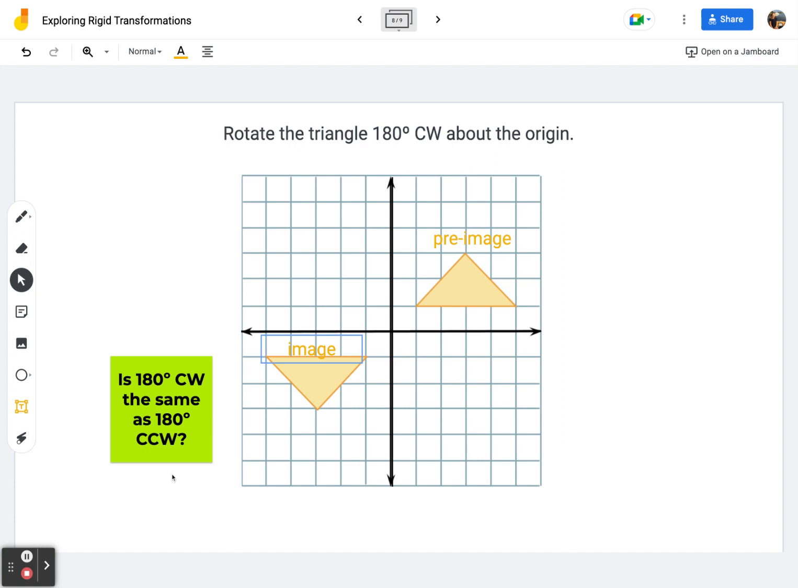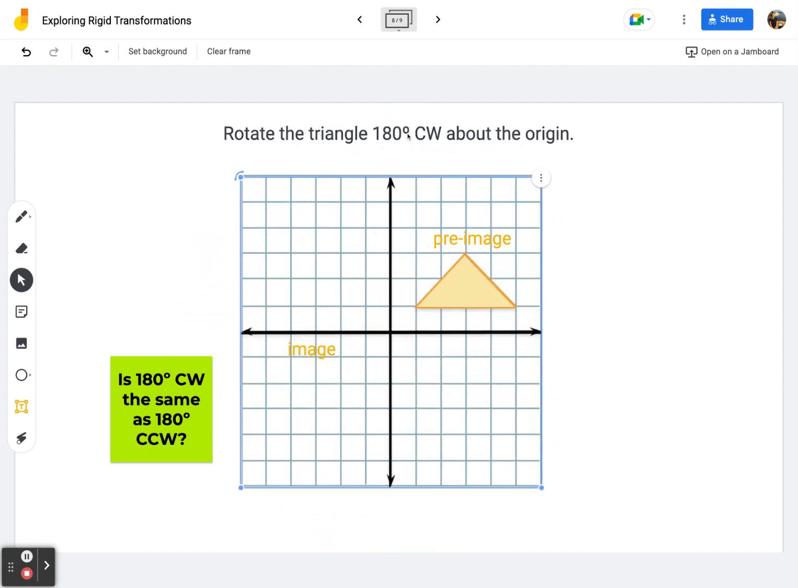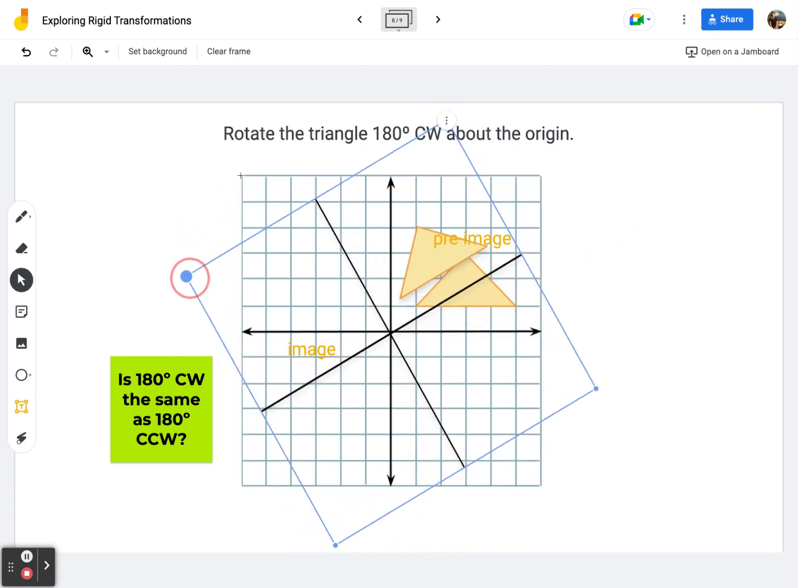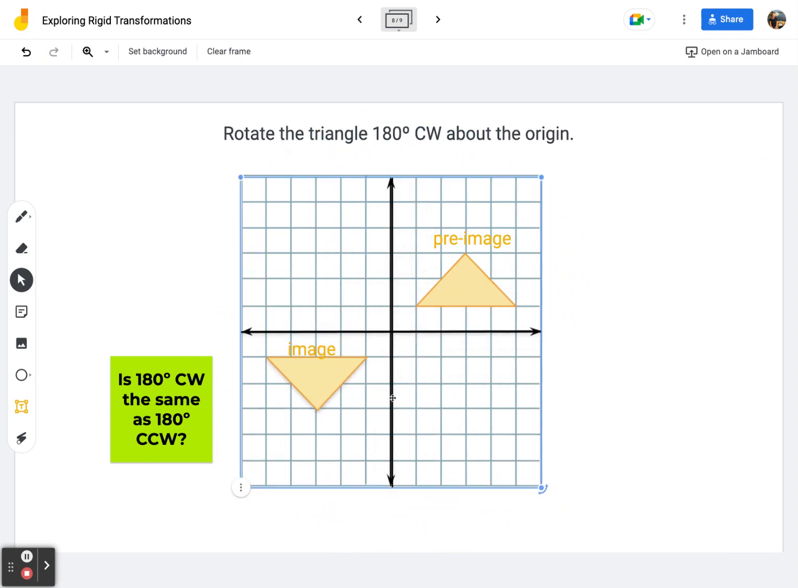Now the question is posed: is clockwise 180 degrees the same as 180 degrees counterclockwise? Well, let's check it out and see. We did a 180-degree clockwise rotation. Let's try counterclockwise. There's 90, and there's 180 degrees counterclockwise. So this would be a yes. 180 degrees clockwise and counterclockwise will land you in the same position.